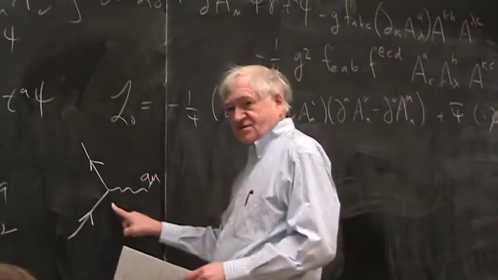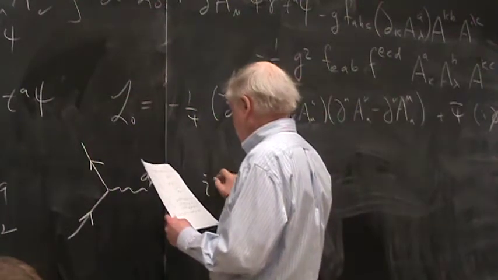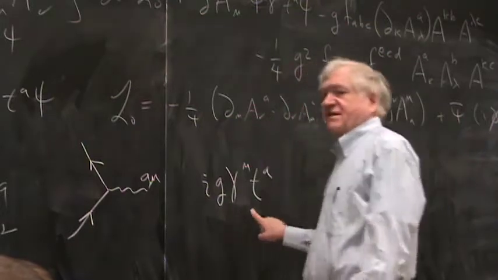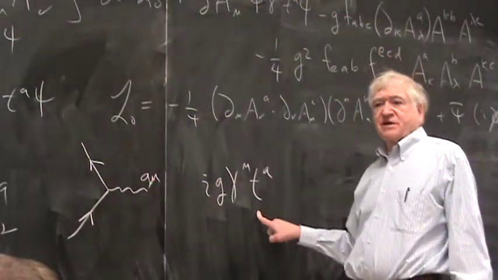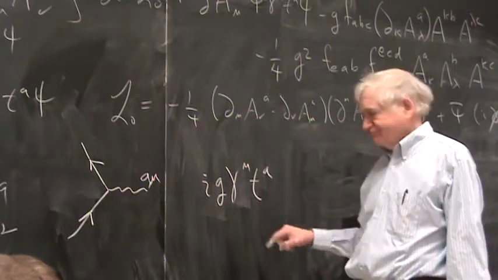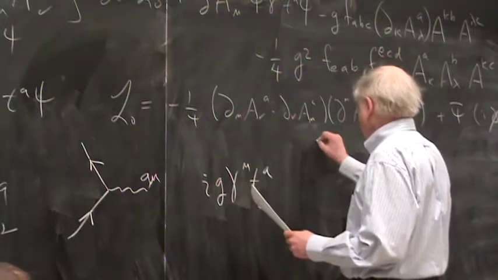So this vertex comes out to be i G gamma mu T A. And this is something that you had to deal with in one of the homework problems, where there were sigma A's.